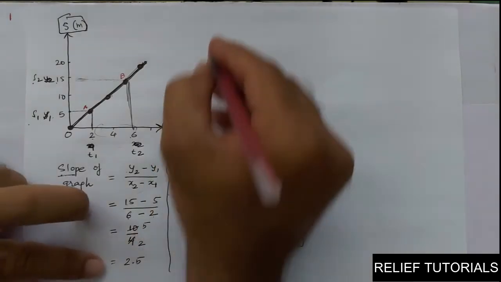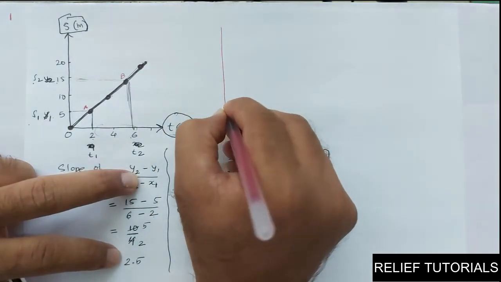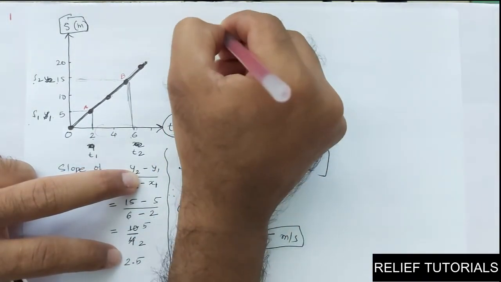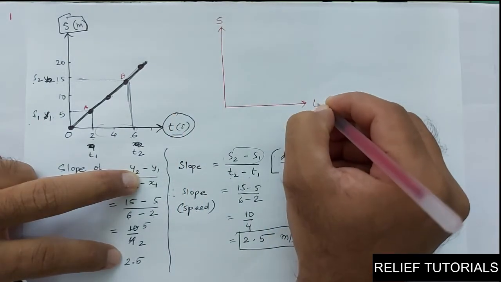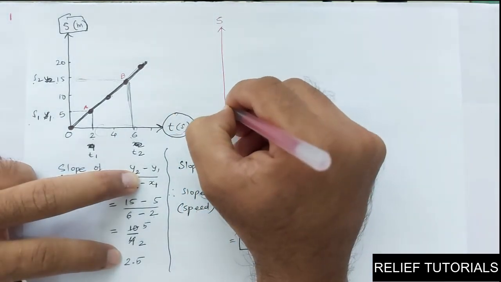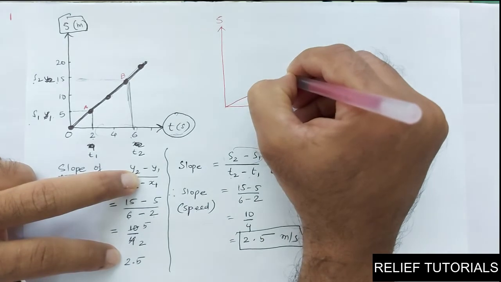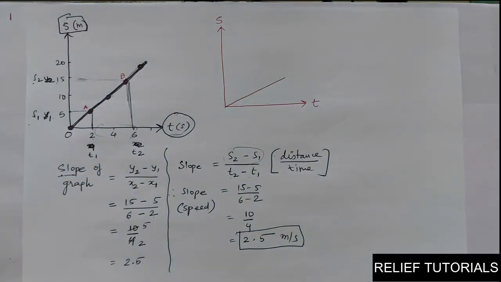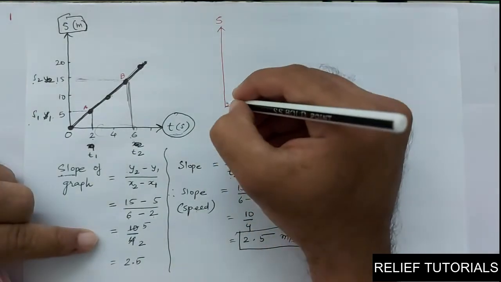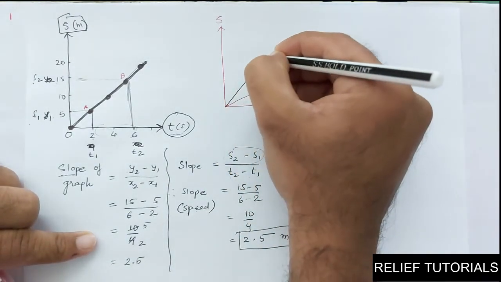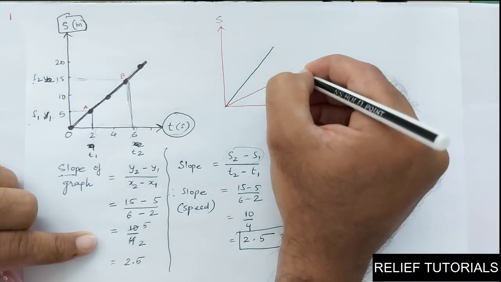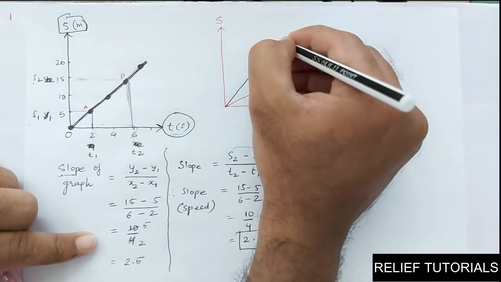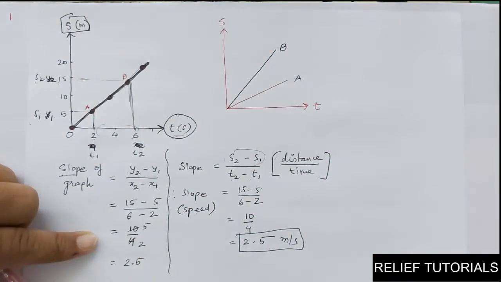Is that clear? Now if I say, consider this is the distance versus time graph. This is the line of the graph of one of the moving particles, and this is the line of the graph of another moving particle. So two motions we are describing on the same graph paper.